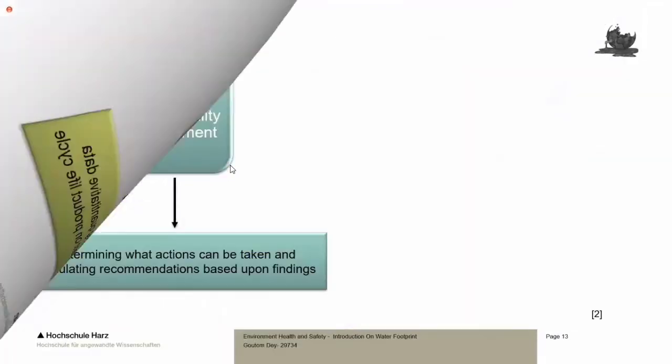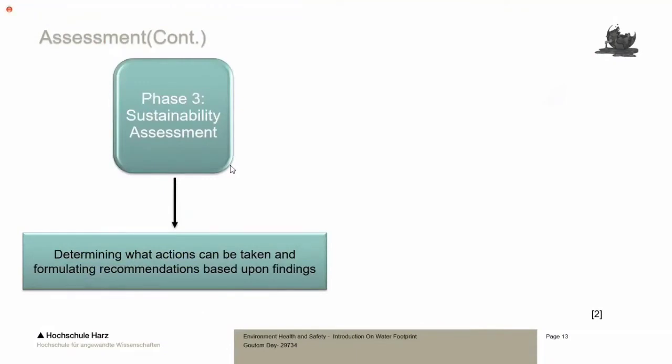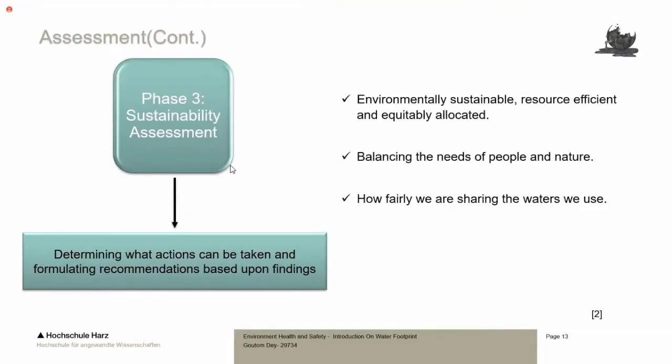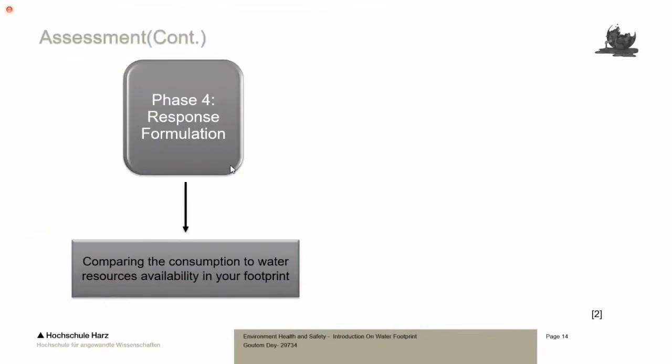The third phase is sustainability assessment. So water footprint assessment is used to assess whether water use is environmentally sustainable, resource efficient, and equitably allocated. In this sustainability assessment step, we are assessing whether water use is balancing the needs of people and nature, if our limited water resources are being used to the greatest benefits, and how fairly we are sharing the water we use. The last one is response formulation.